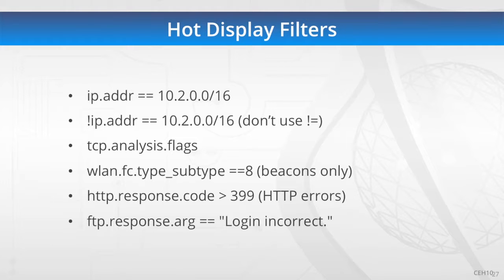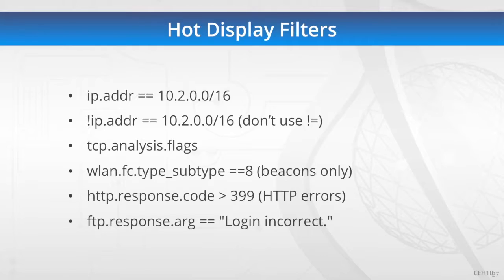TCP analysis flags. If you just want to look at the flag systems, suppose somebody's doing a Christmas tree attack or you want to do a Christmas tree attack, you want to do flag analysis. You can get really specific, and these last three down here are very specific. Look at that last one, FTP response argument, an argument within FTP where it says login incorrect. This would tell you people are trying to brute force the server, because it doesn't have a shut off mechanism or basically a block mechanism, and we can see people doing that. You could capture and look for that kind of traffic.